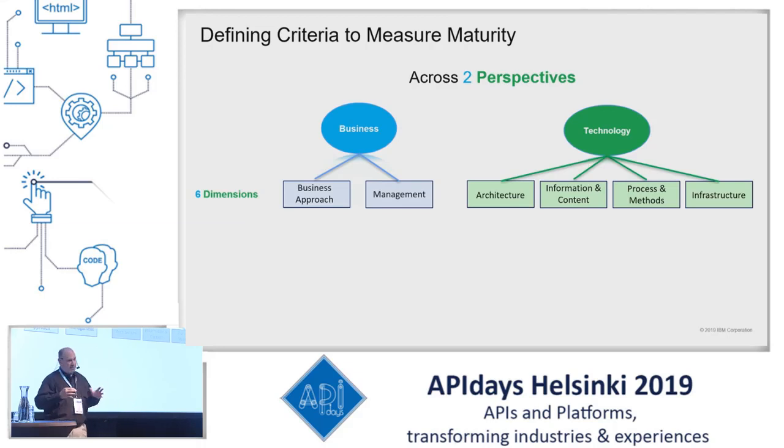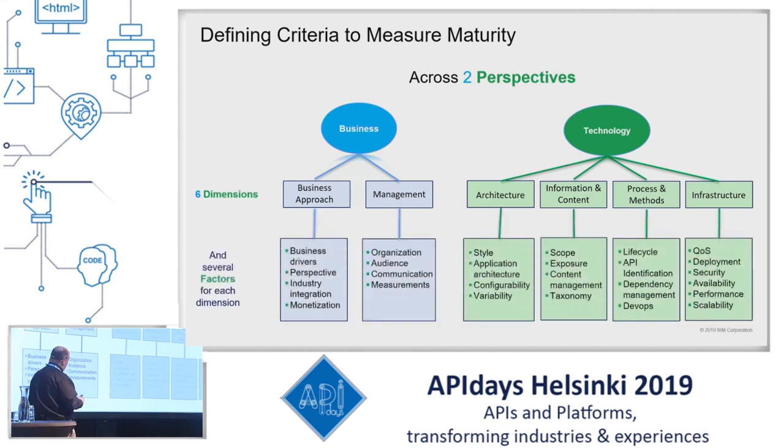Okay? So great, we have some dimensions to measure across, but that's not defined down to a detailed enough level. So underneath each of these, we identified factors. And so the full model has quite a bit of breakouts into different things. You can see under each one of these: business drivers, monetization, various things in that category, organizational structure, communication, measurements for management, architecture, and so on and so on. So these are the way we defined the model. Okay, so now we have a structure to the model.